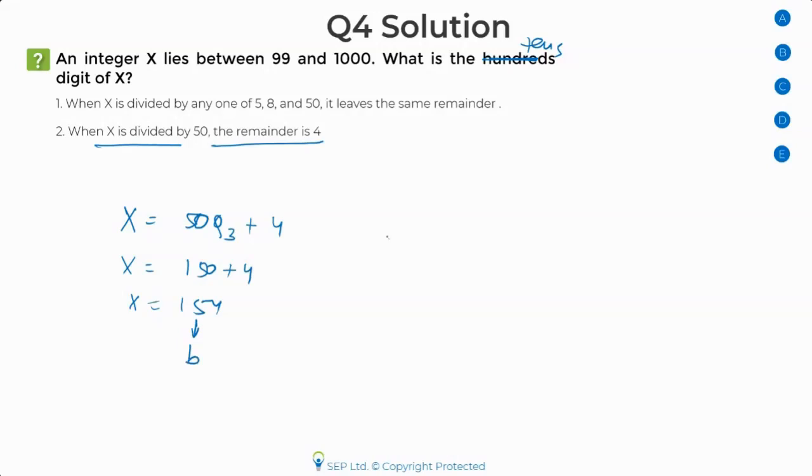But let's say if I take the value of q3 as 4, I'll get the value of b as 0. Notice I'm getting two different contradictory answers. The moment I get contradictory answers, I can say that this statement is not sufficient. So the answer finally would be option A.